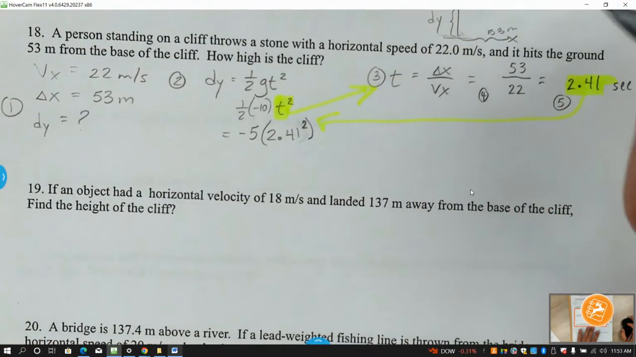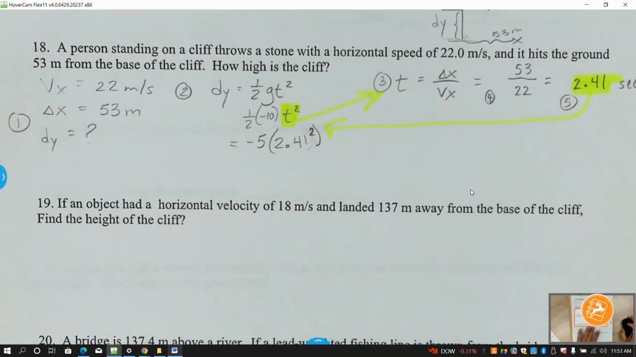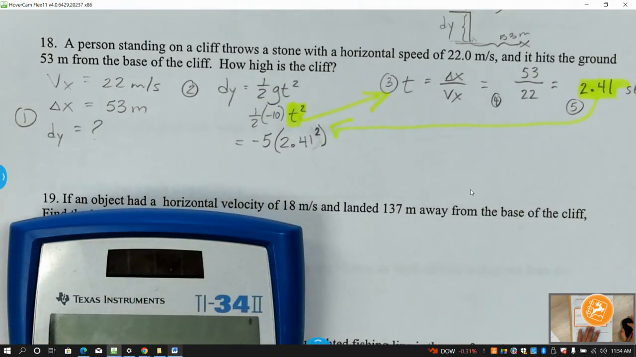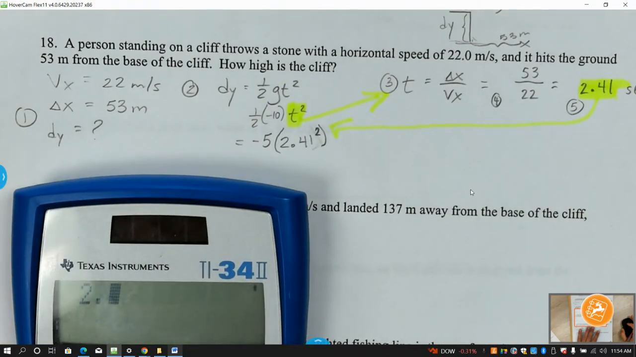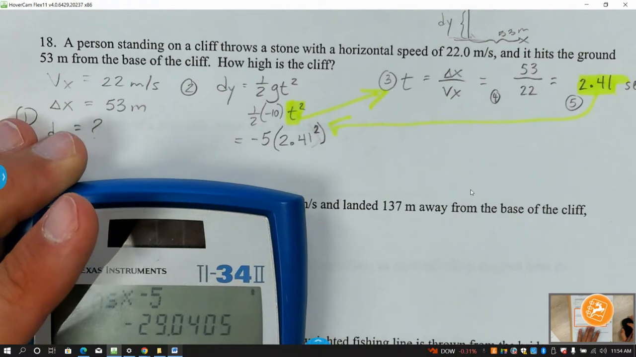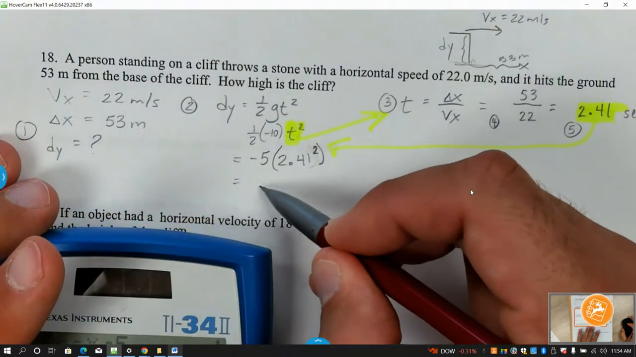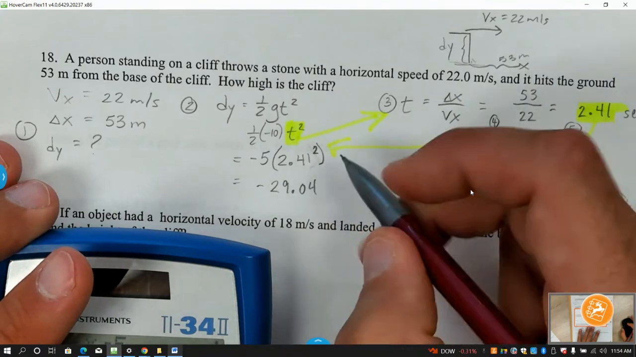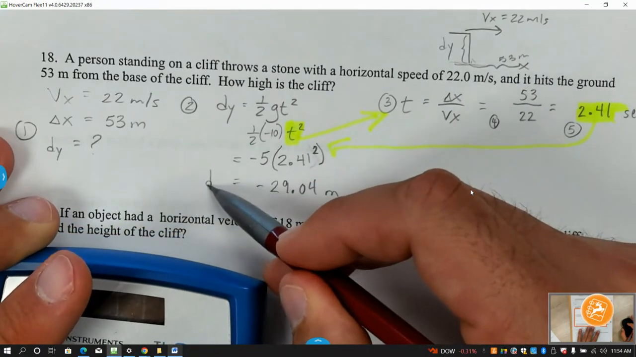And another common little mistake would just be people forgetting that in their calculator, or they would just say, oh, -5 times that dude there. So I would do what's inside the parentheses first, 2.41 squared, just hit equals, get a number, times by -5. Comes out to be negative 29.04 meters as my dy.